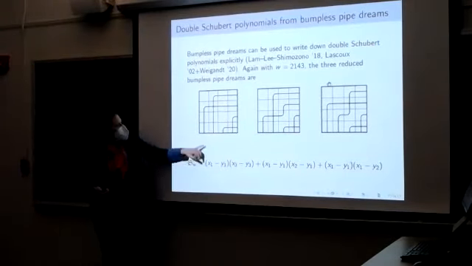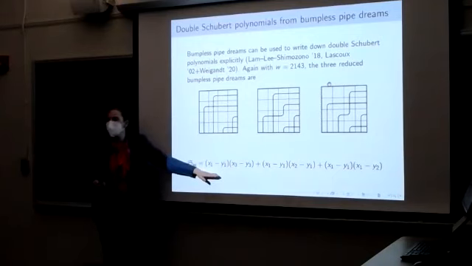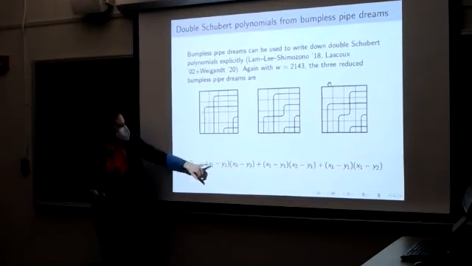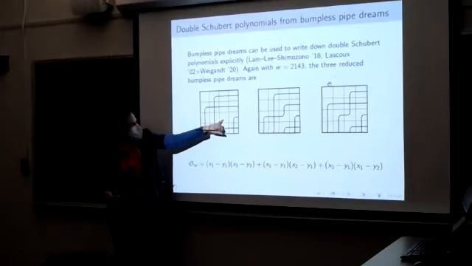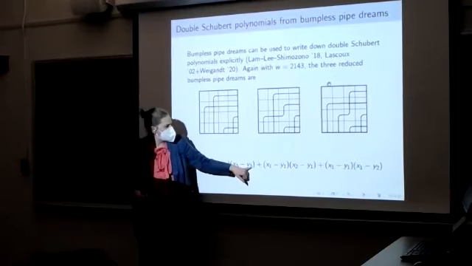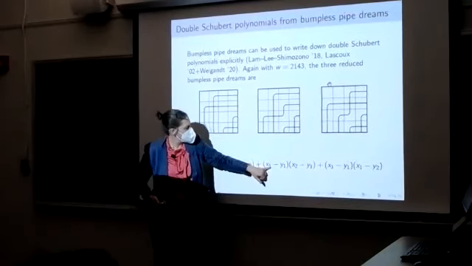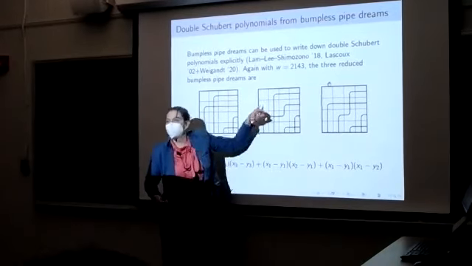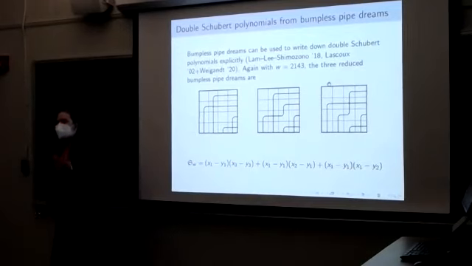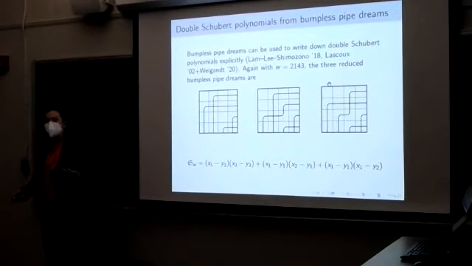It turns out that if we read the indices of the blank tiles, these give us the double Schubert polynomial. So this 1, 1 is this 1, 1. This 3, 3 is that 3, 3. This 1, 1 is this 1, 1. This 2, 1 is that 2, 1, and so on. So the bumpless pipe dreams tell us about the double Schubert polynomial, which gives us information about multiplication in cohomology rings.